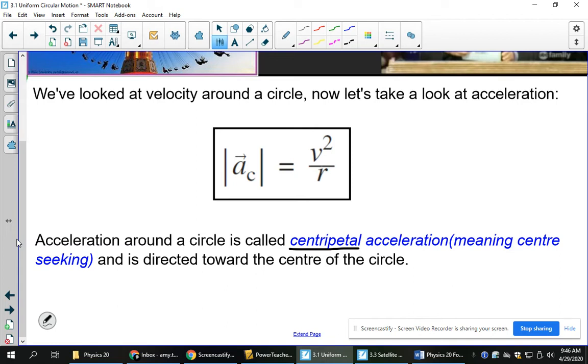And the direction is important. Direction always towards the center of the circle. This is a little bit confusing because if you think about those fair rides, it feels like you're being pushed out of the circle. And certainly if you kind of let go of the bucket or your lanyard of keys, something will fly out of the circle. But the acceleration is what's keeping the object in a circle, and it is actually pointed towards the center. That's a little counterintuitive when you think about it.